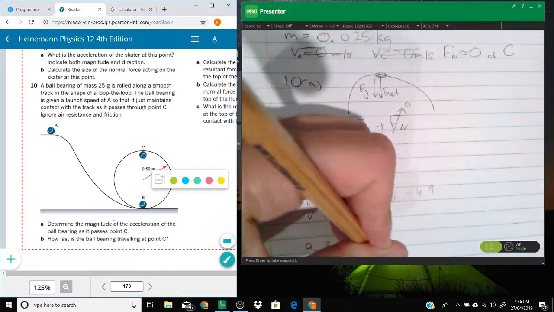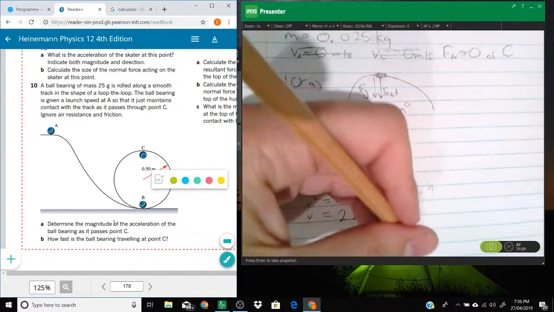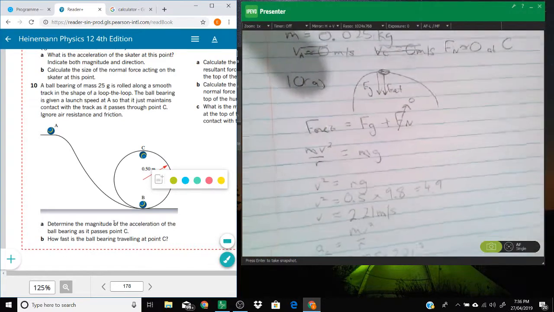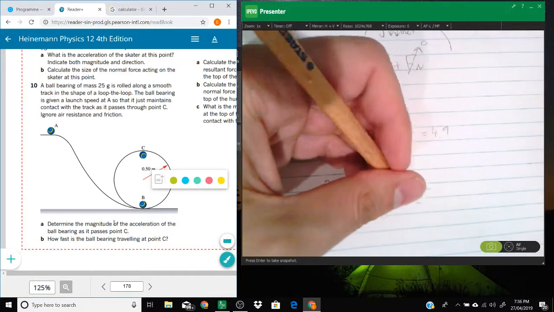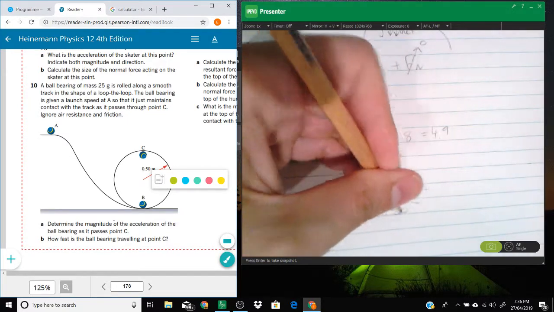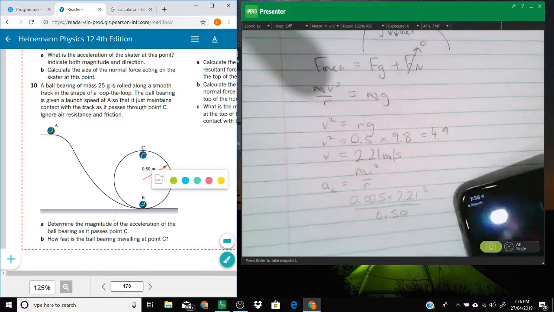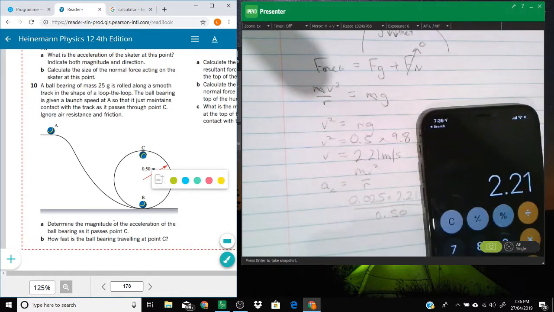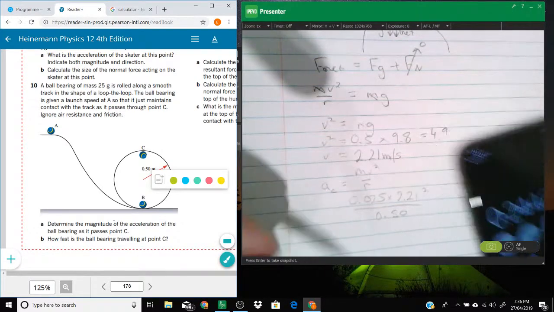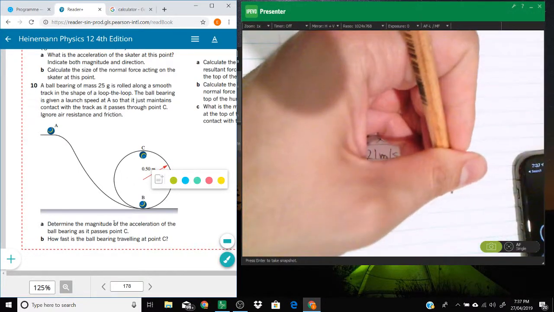All right, 2.21 squared on 0.50. Okay, 2.21 times 2.21 times 0.025 divided by 0.5. Okay, and then that's the acceleration there.